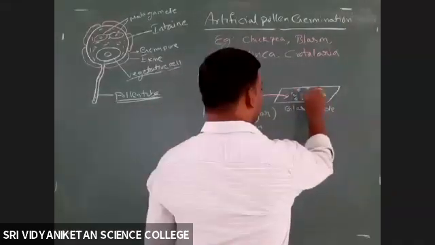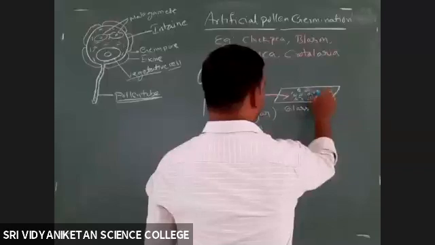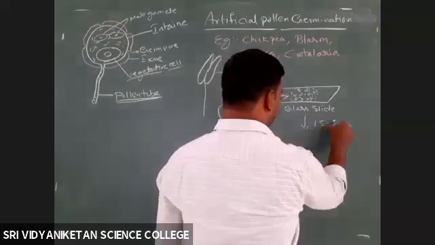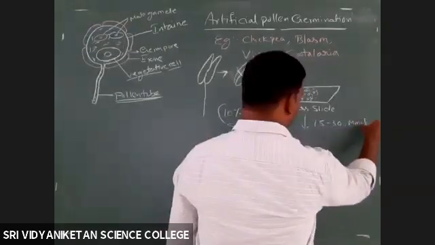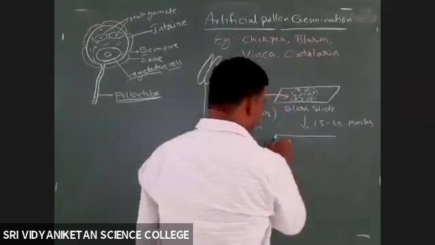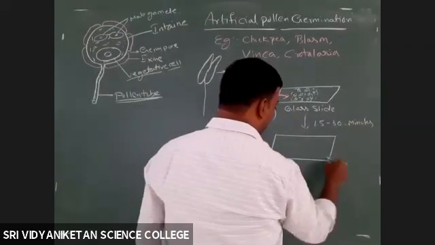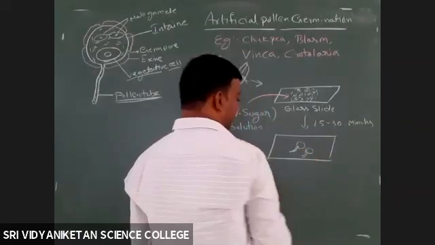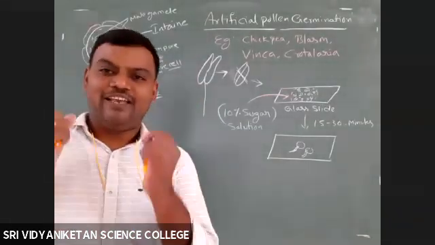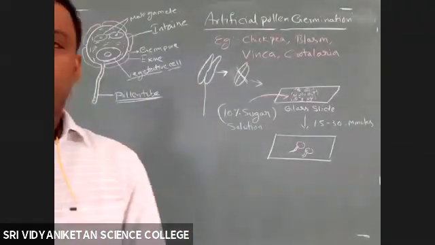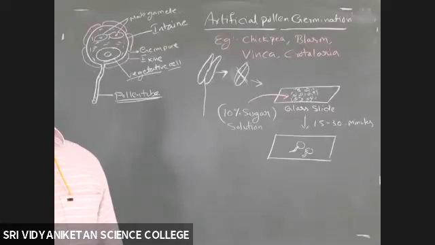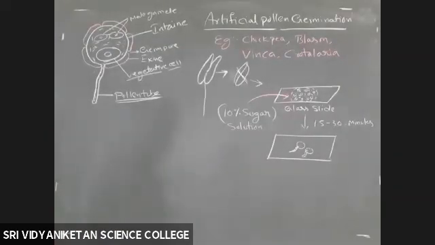Now, this 10% sucrose solution acts as a medium, and after 15 to 30 minutes we can observe the germination of pollen grains. The pollen grain germinates and produces a pollen tube that can easily be observed under a microscope. That is the process to observe the germination of pollen grains. Okay, do you understand this one? What is the process of pollen germination? How does it occur?